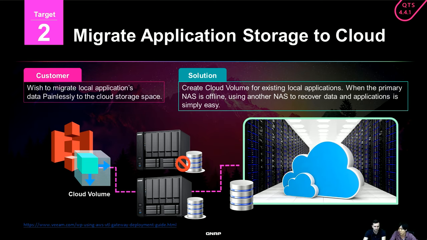But right now, with this VirtualCloud, because the cloud volume is created on the NAS, the usage will be totally the same as a local volume. So all the protocols, Samba, NFS, FTP, rsync, like HBS3 is using, can all be used with this cloud volume. So users can permanently migrate their application's data from a local volume to the cloud volume using this VirtualCloud. And of course, when one NAS is down, we can use another NAS to connect to the same cloud volume. So this utilizes the high protection advantage of cloud storage space.